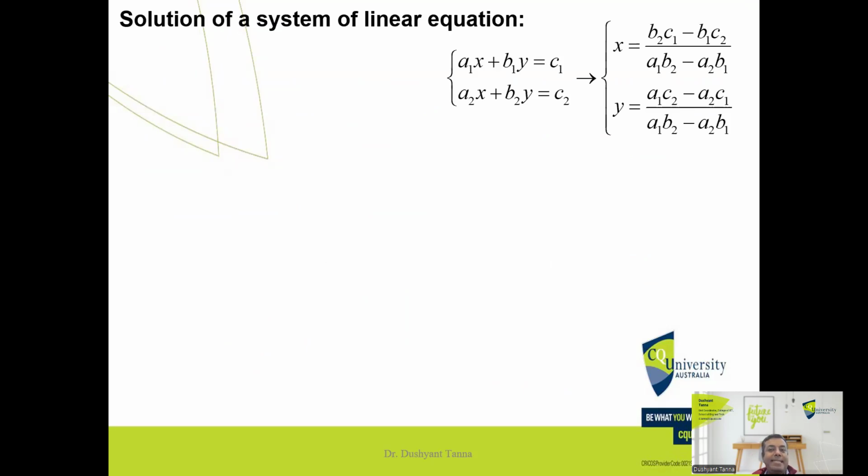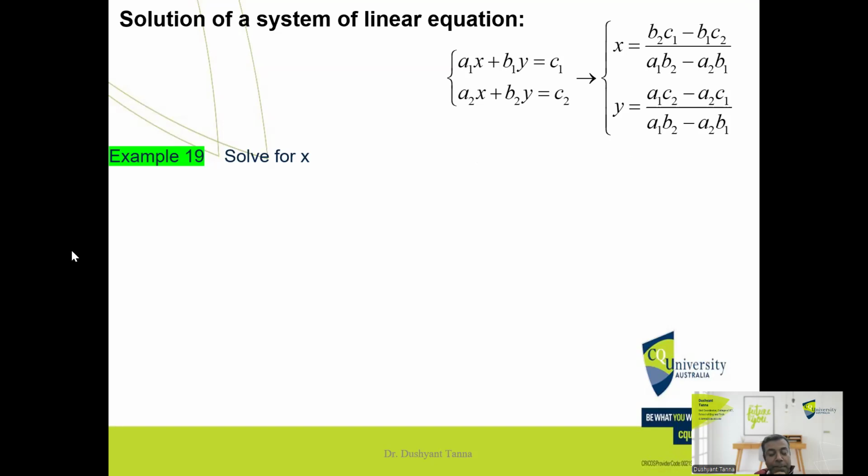Right. That's called Cramer's rule. How do we get that? We'll look at that. Solve the equation. There are various ways you can do it. This is one of the ways, right? But it's too tricky for you to remember B2C1, B1C2 divided by A1B2, A2B1, A1C2, A2C1, right? So there should be an easier way. And gladly, there is one.